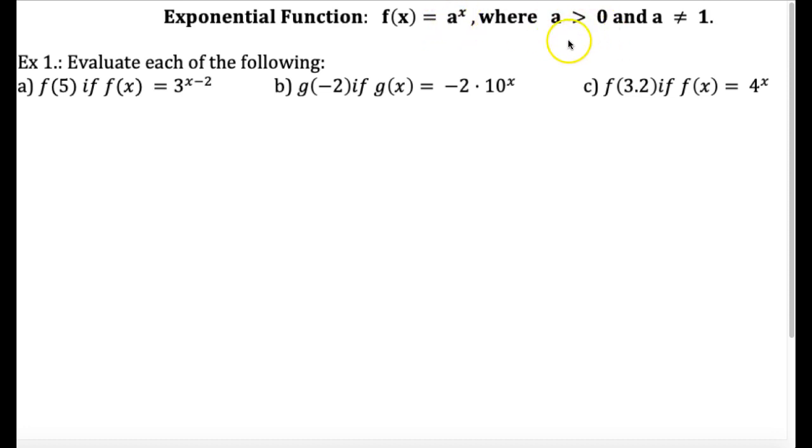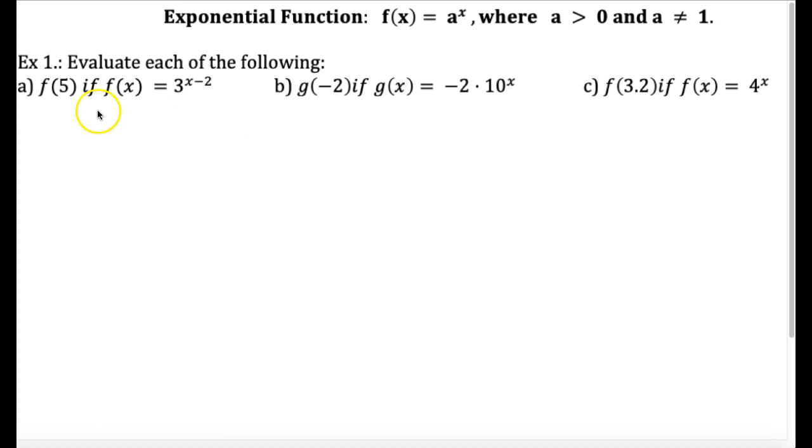The base has to be positive. Okay, if the base is negative, a bunch of funky things can happen. So we have to specify that the base is positive and the base can't equal 1. Because if the base equaled 1, well, 1 to any power we know is just 1. So that would make it very uninteresting. So we have our variables in the exponent, the base is positive, and the base can't equal 1.